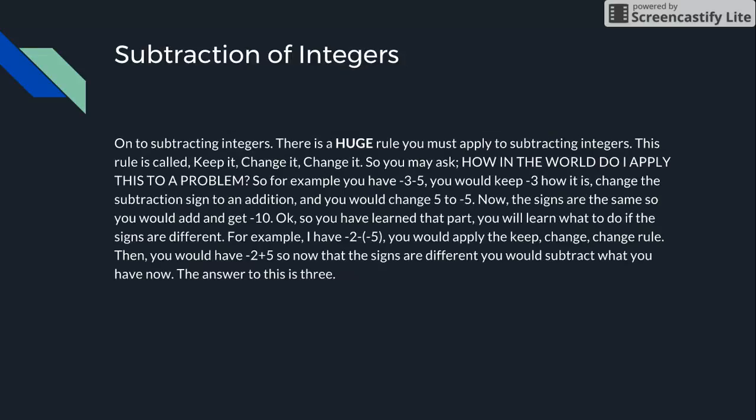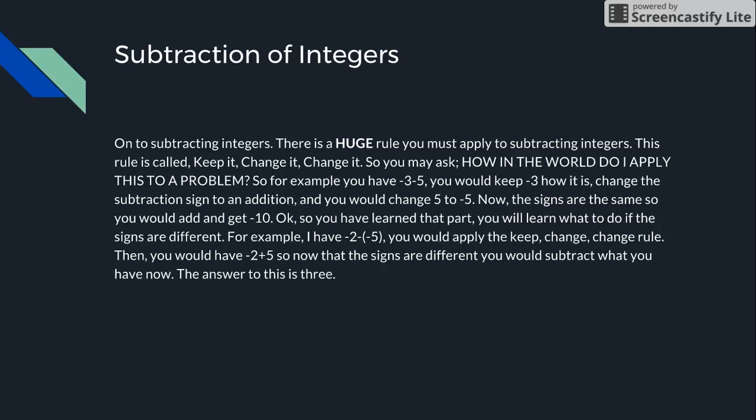Subtraction of integers. On to subtraction of integers. There's a huge rule you must apply to subtracting integers. This rule is called keep it, change it. So you may ask, how in the world do I apply this to a problem? For example, you have negative 3 minus 5. Now, you would keep negative 3 how it is, change the subtraction to addition, and you change 5 to negative 5. Now the signs are the same, so you would add and get negative 8.